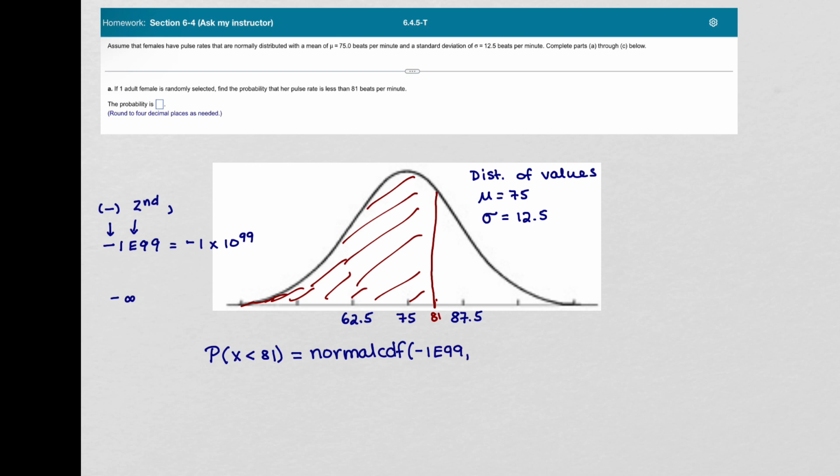And then my upper boundary or right-hand boundary is 81. Mean is 75. And the standard deviation is 12.5. And when I calculate that, it comes out to 0.6844. So that's my answer for that. Now let's take a look at part B.